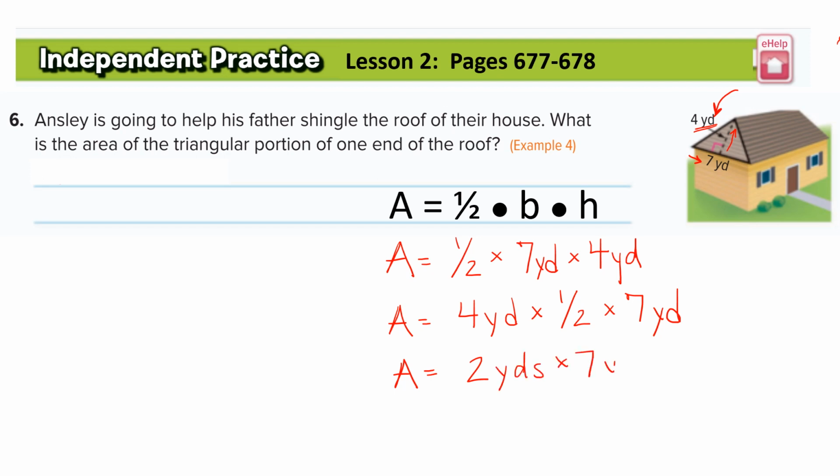times 7 yards. And I do have to tell you that the S I shouldn't have written. That's not really official. So area equals 2 times 7 equals 14, and yards times yards equals yards squared. So the answer is 14 yards squared.